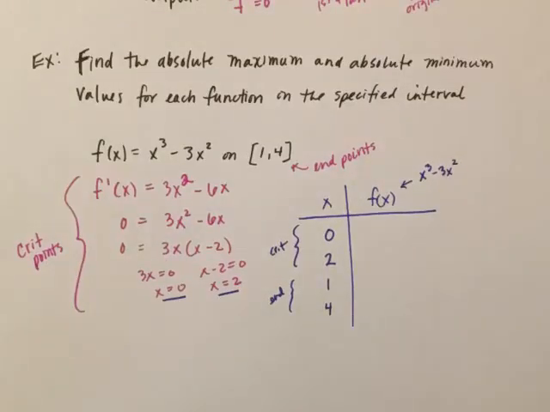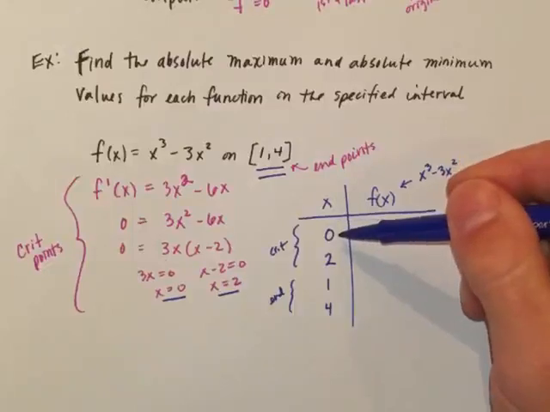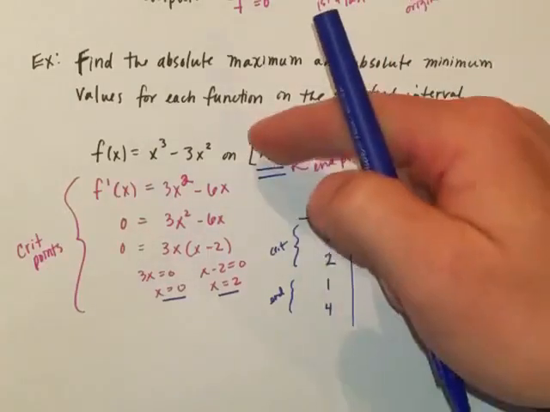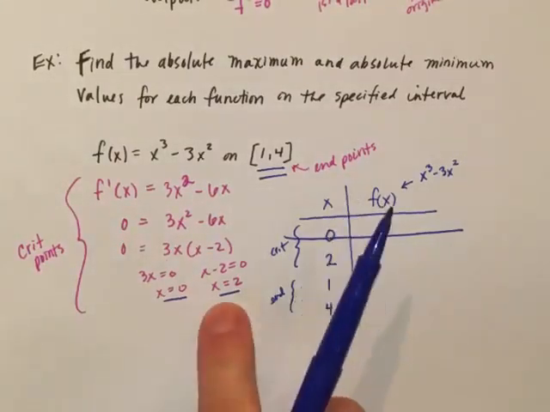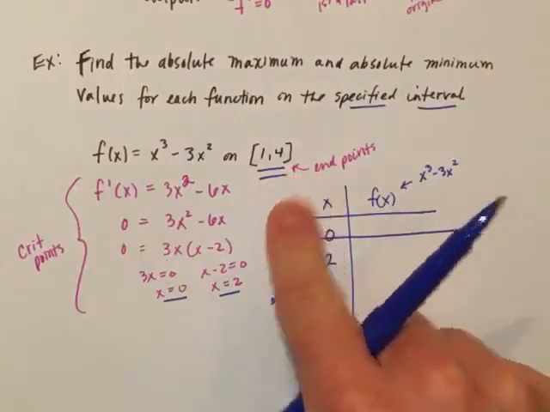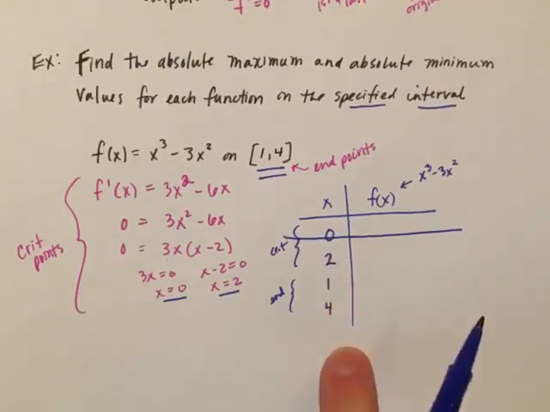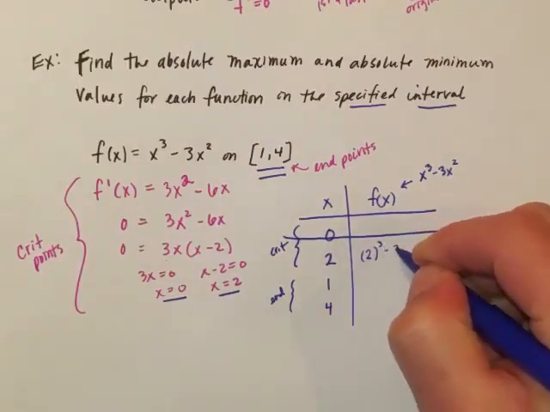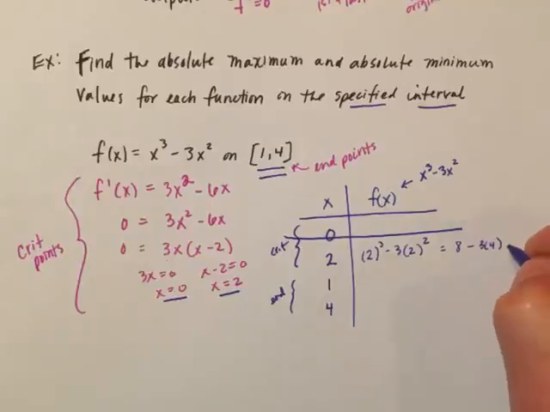There's one thing I should think about before I begin: are all of these points on this interval from 1 to 4? One of these doesn't belong here. Even though this is following the process, I have to make sure it's on the interval specified, from 1 to 4, and actually 0 is not in that interval. Even though it was a critical point, it's not in that interval, so I'm not going to plug it in. Really I just have 3 things to plug in, 2, 1, and 4, into the original equation. So I have 2 to the third minus 3 times 2 squared. That's 8 minus 3 times 4, or 8 minus 12, which is negative 4.